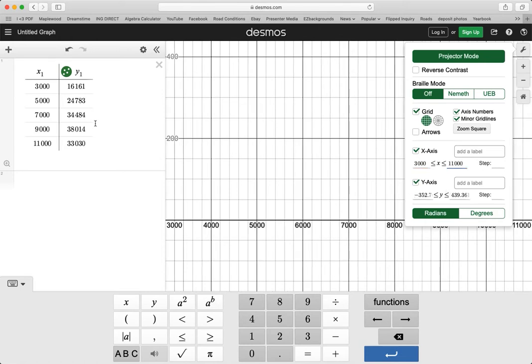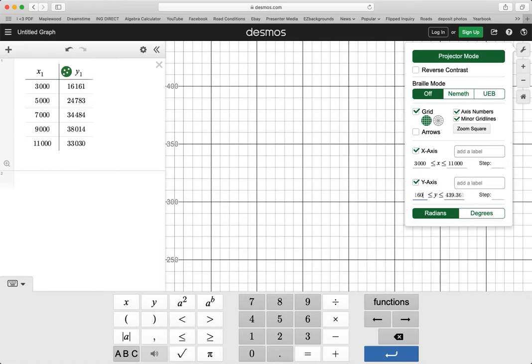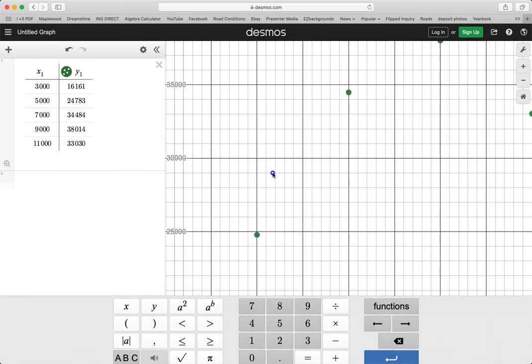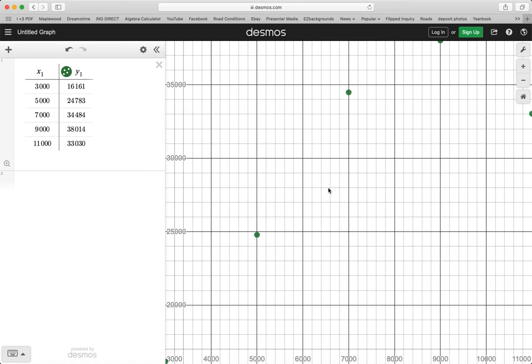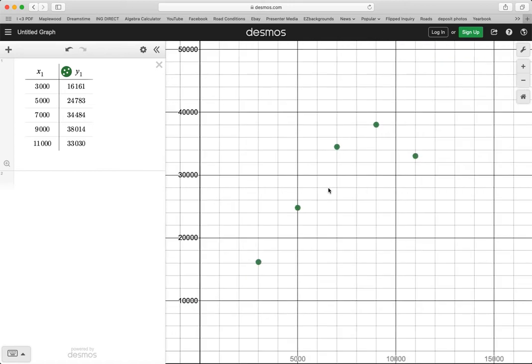And then I'm going to do the same thing for the y's. So if I look on here, my smallest y is 16,000 basically. So my smallest y here I'm going to put as 16,000. And my largest y is 38,000. So I'm going to put in 38,000. So you see I've got dots on the screen now, and I can scroll a little bit to make sure I see them all.